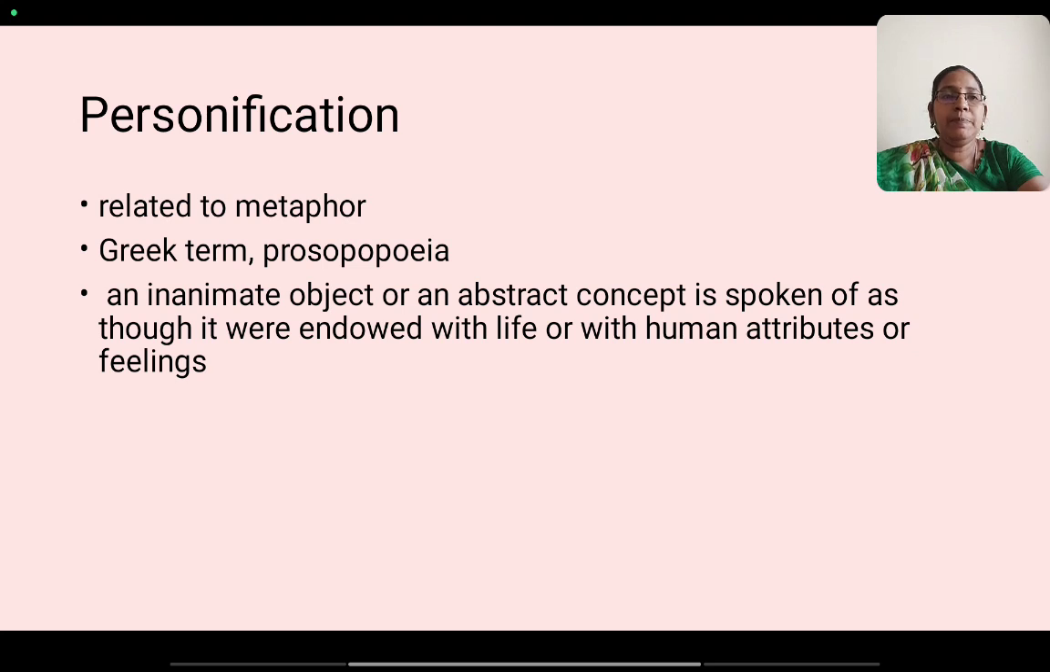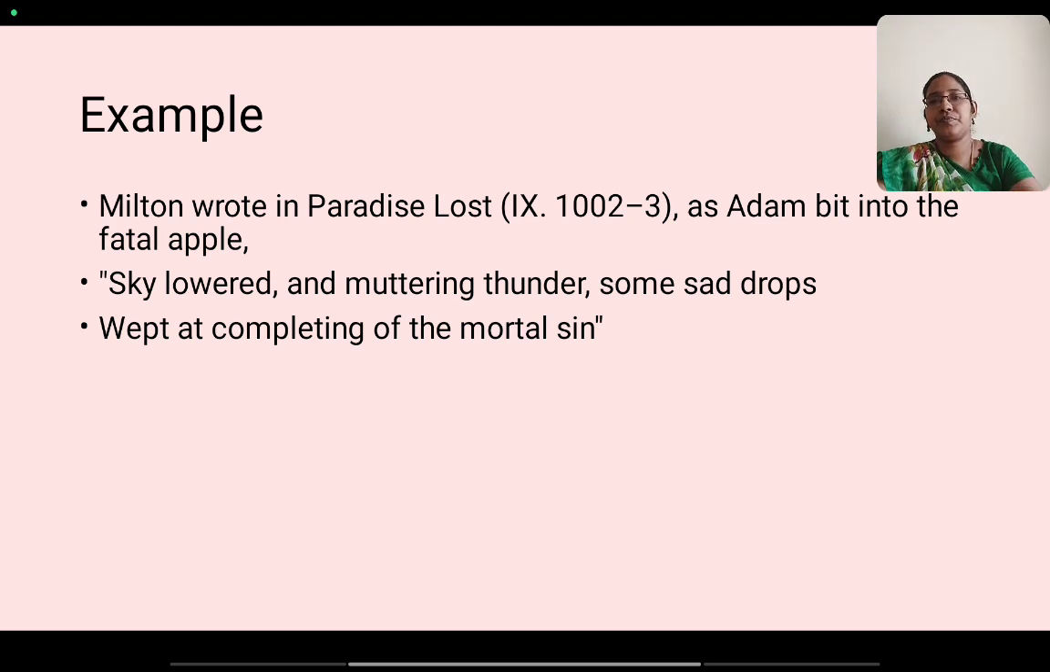For example, we find Emily Dickinson talking about death. Death is an abstract concept, but she personifies that as a person who is taking away the life of others. Sometimes when we see the rain, we consider it as a person and we talk to it. We take the plants and we talk to them. We consider them as persons. Such a technique is called personification.